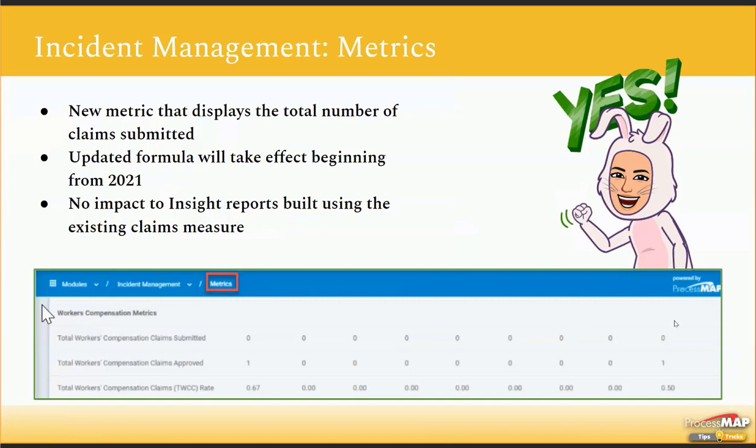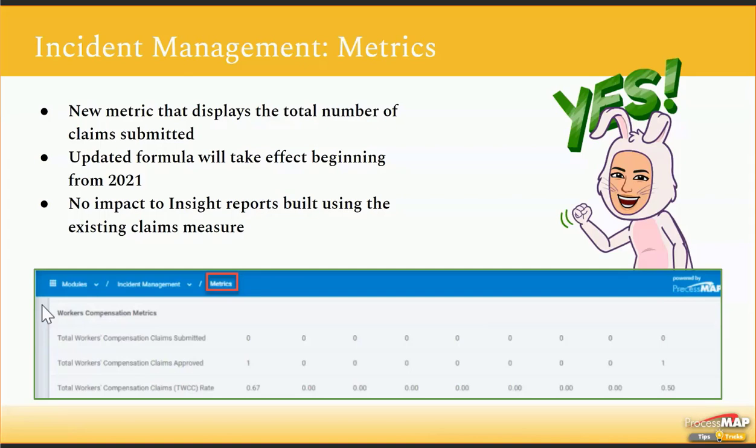Okay, this would also consider only approved claims for your claim rate metric, and the updated formula will take effect beginning from 2021 since it is a newer enhancement. Okay, so this really ensures that you have that comprehensive data available at your fingertips without having to create several additional filters or try and determine the metrics yourself. So once again, thank you Process Map for always thinking of our customers.